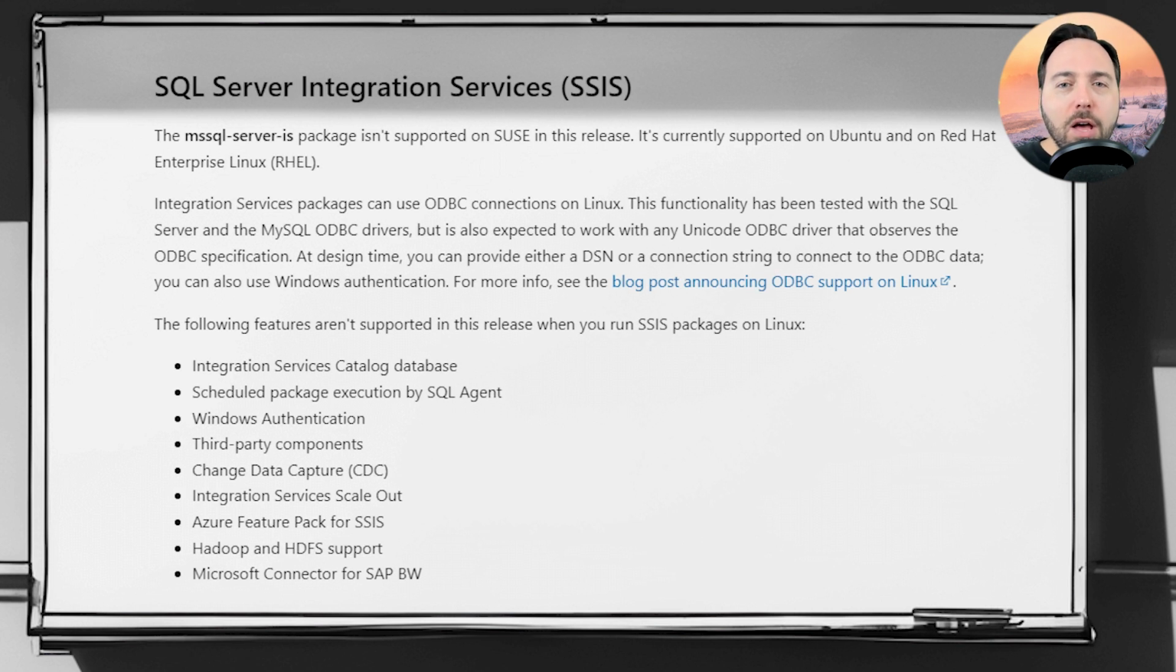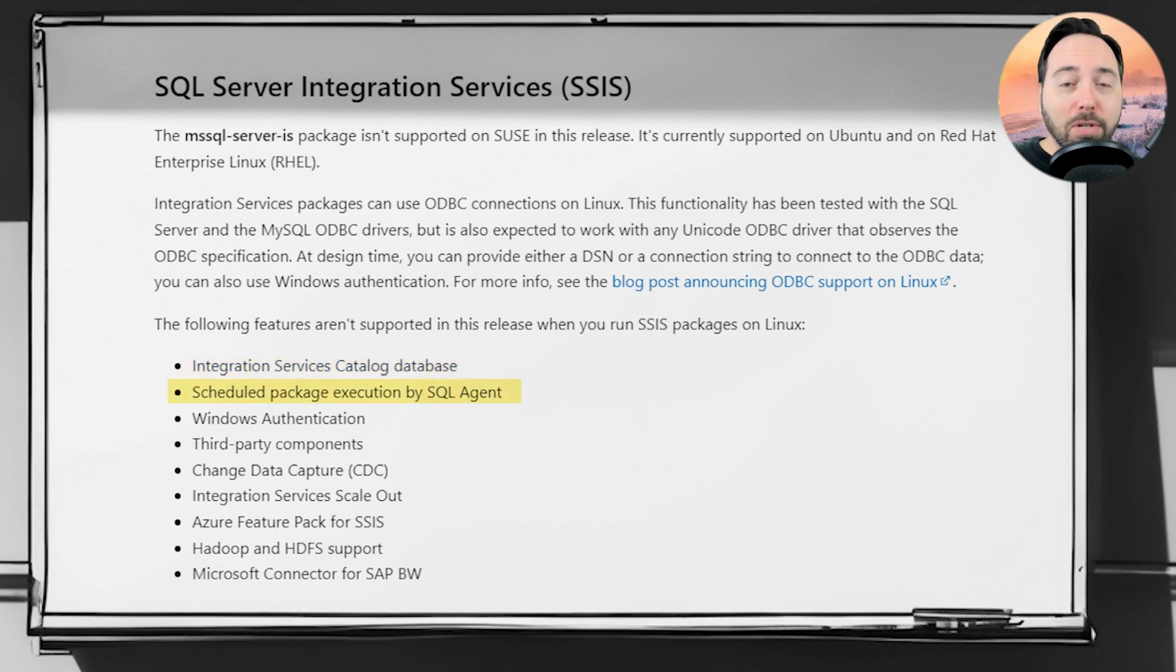Right off the bat, we can see that SUSE Linux is not supported. They do support Ubuntu and RHEL, so we're okay, though it's interesting to see Steve Ballmer's favorite distribution not get any love here. After that, we have a series of things you cannot do. For me, the big one is that the Integration Services Catalog database is not available. This is one of the things that made SSIS palatable, and we get none of it. I'm already not feeling great about this endeavor.